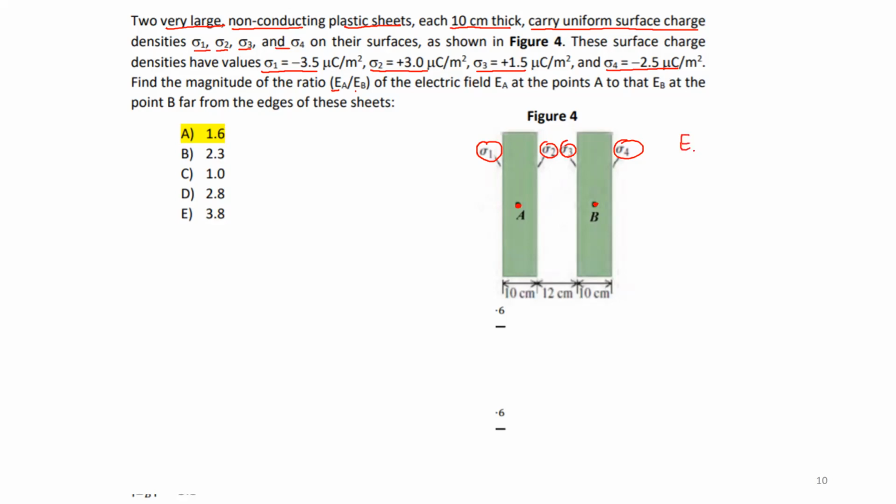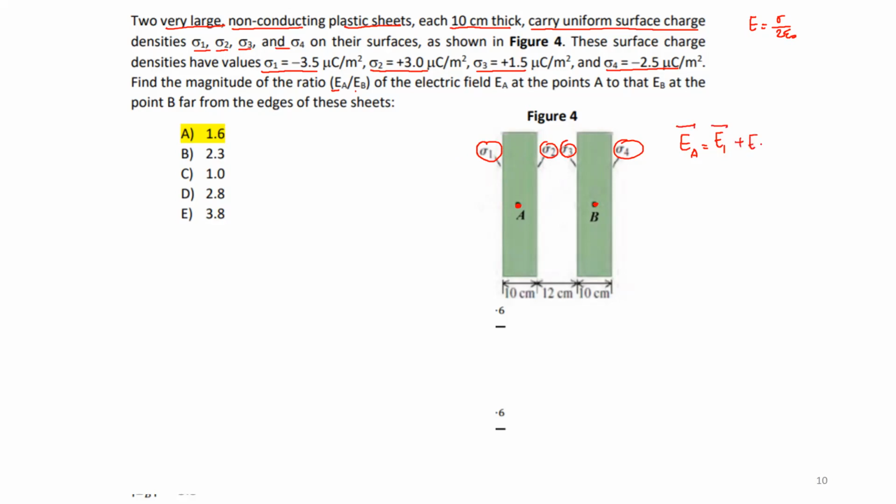First, the electric field at A. Of course, here I have a non-conducting sheet, right? And if I have a non-conducting sheet, what is the electric field? The electric field is just sigma divided by 2 epsilon naught. So the electric field here at A will have E1, basically the electric field created by this surface of charge sigma 1. So let me put vectors.